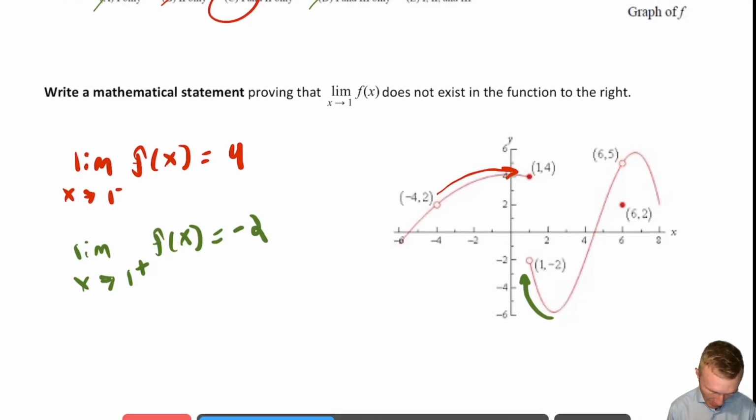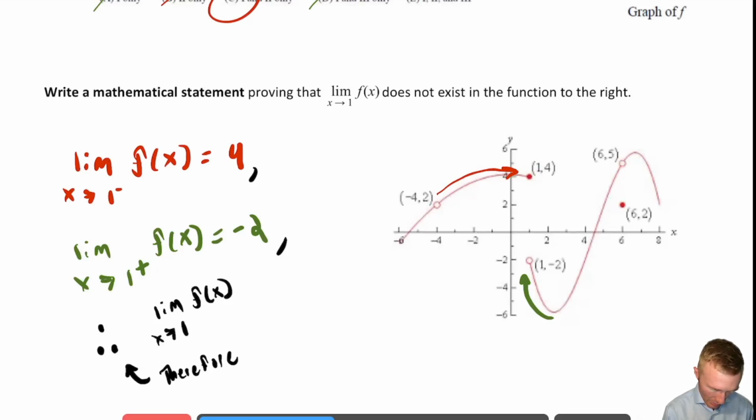If this was like an AP open response question, you could establish those two statements and you could say, therefore, that is a symbol there that means therefore, the limit as x approaches 1 of f of x does not exist.